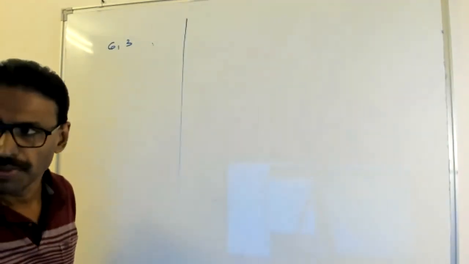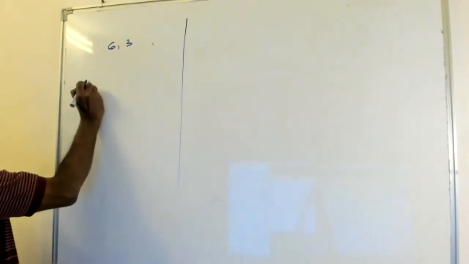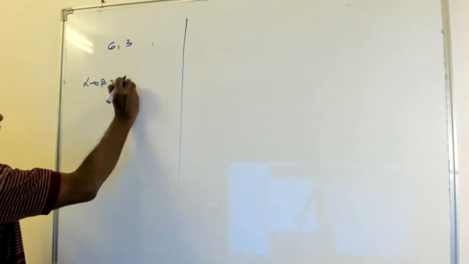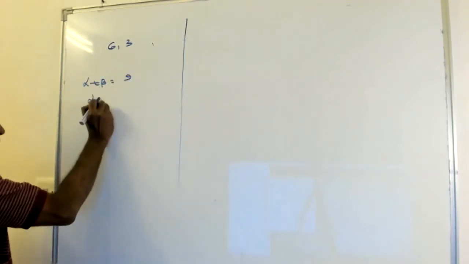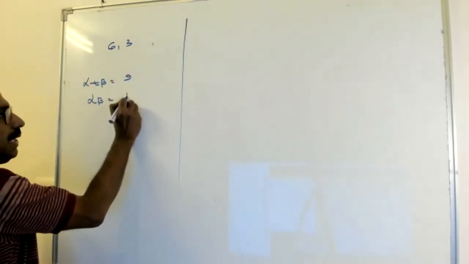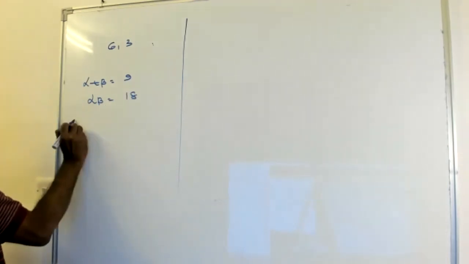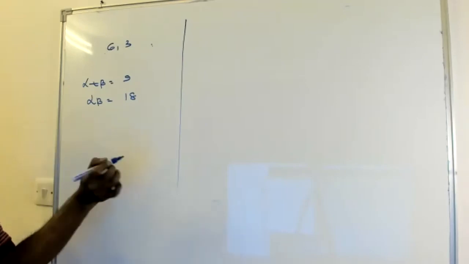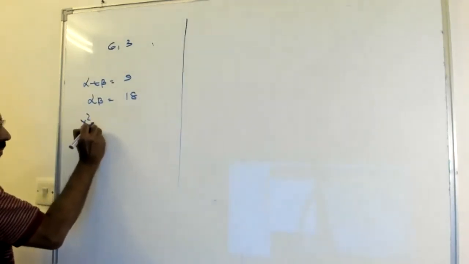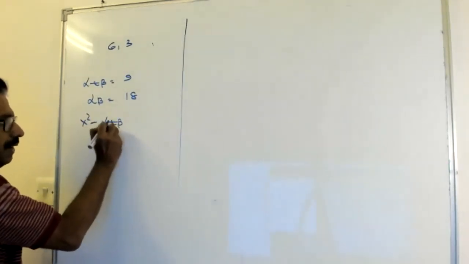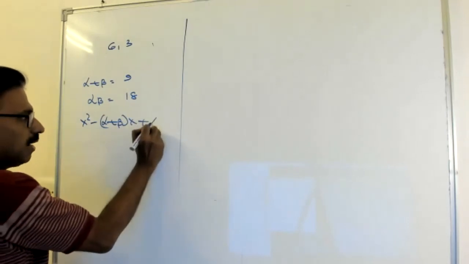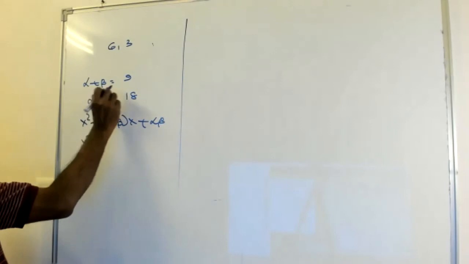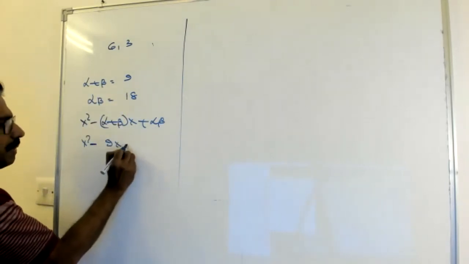Don't go short form. Write everyone like this. Alpha plus beta, that means sum, 9. Alpha beta, 18. Polynomial: I'm not giving the general format only now, just giving only one polynomial. x square minus (alpha plus beta) into x plus alpha beta. So that is x square minus 9x plus 18.